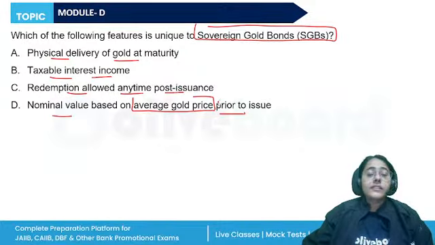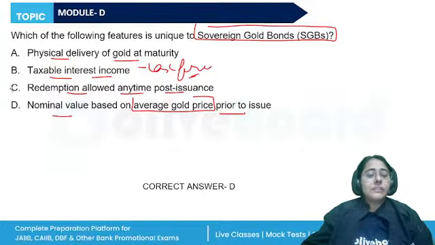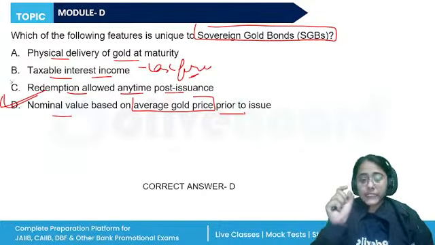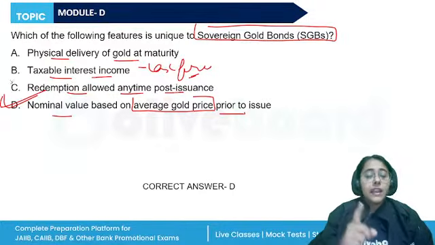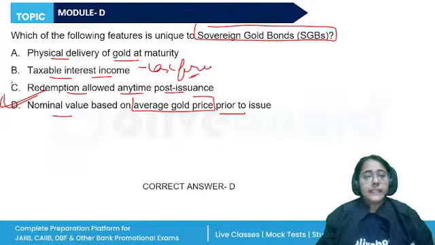B, no, the interest is not taxed, it is tax free. The interest which is generated in sovereign gold bonds is tax free. B is incorrect. Yes, the nominal value is based on the average gold price: 99% purity, three days prior to the issuance of the bond in question. The Indian bullion association determines the price of the sovereign gold bond. All right, so the correct answer is D.